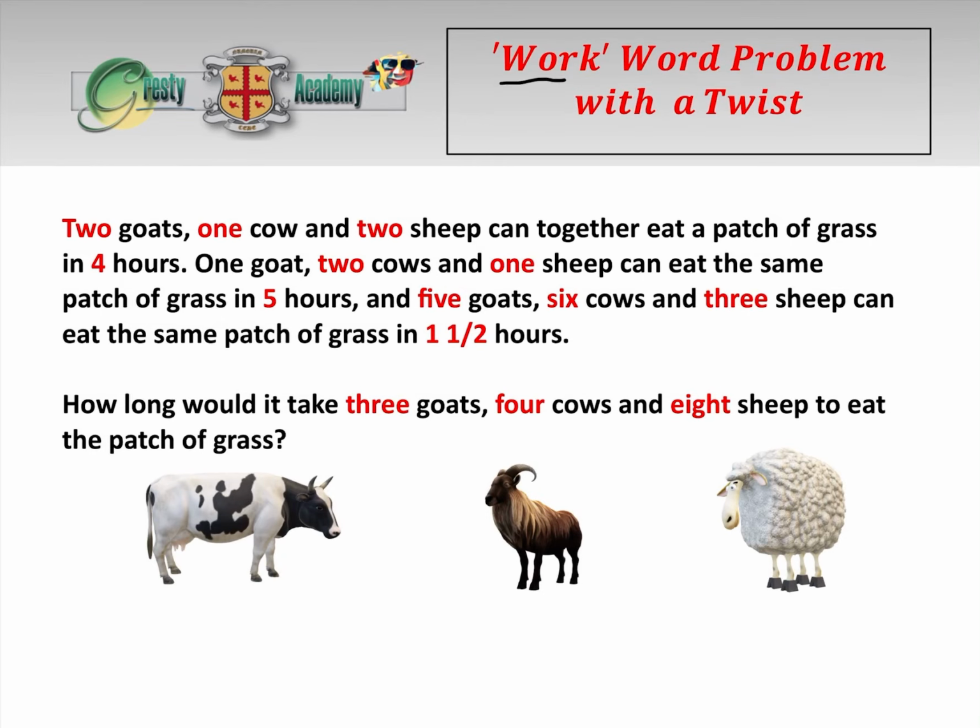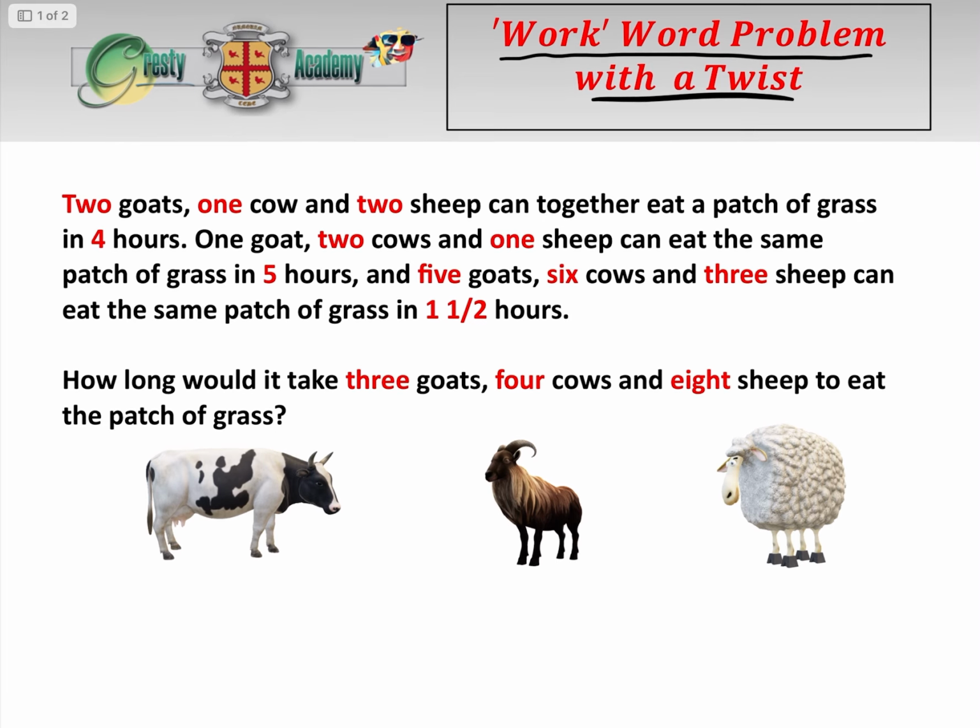So today we're going to be looking at work word problems with a twist, and the twist is that we're not looking at work but we're looking at eating grass, and we're not looking at workmen or workwomen, we're looking at goats, cows and sheep, but the method used is identical. Okay, so let's go. These are very common in GMAT and various college entrance exams, so it's well worth getting to grips with them.